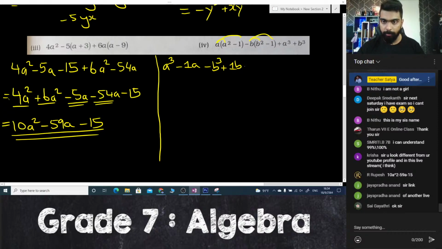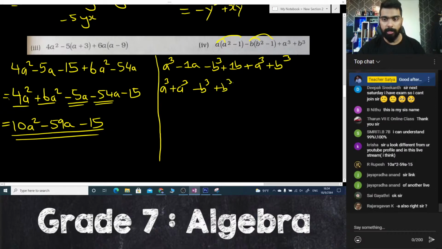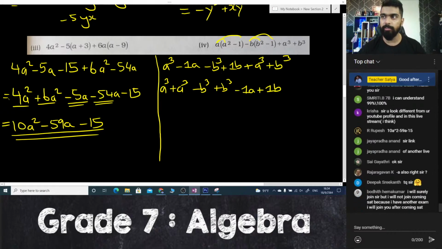And the last one, we have plus a cube plus b cube. Now let us rearrange this, guys, so we have the like terms next to each other. So we have a cube plus a cube, and then we have minus b cube plus b cube. And then we have minus 1a plus 1b.